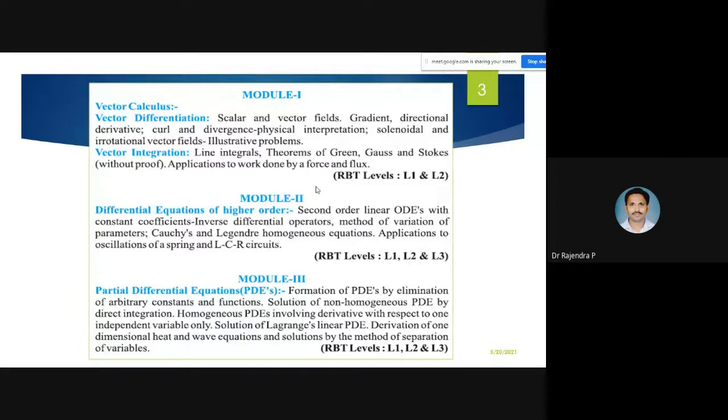In module 3, we will introduce partial differential equations. Till then, we have not covered them. That is the reason we'll start with the formation of partial differential equations and how to get the solutions for homogeneous as well as non-homogeneous PDEs. There are certain applications of partial differential equations, like heat and wave equations, that we'll discuss in module 3.